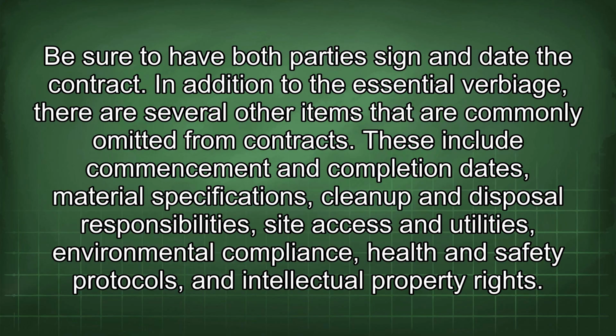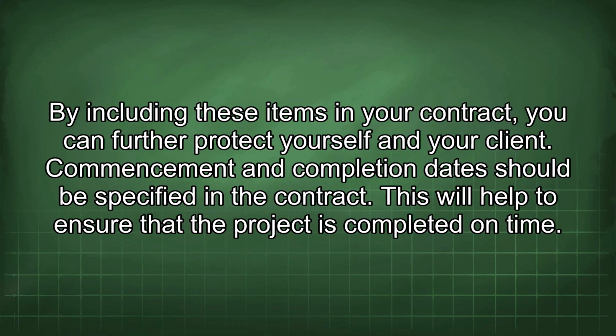In addition to the essential verbiage, there are several other items that are commonly omitted from contracts. These include commencement and completion dates, material specifications, cleanup and disposal responsibilities, site access and utilities, environmental compliance, health and safety protocols, and intellectual property rights. By including these items in your contract, you can further protect yourself and your client.